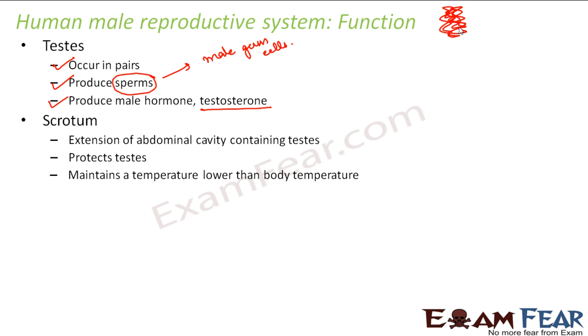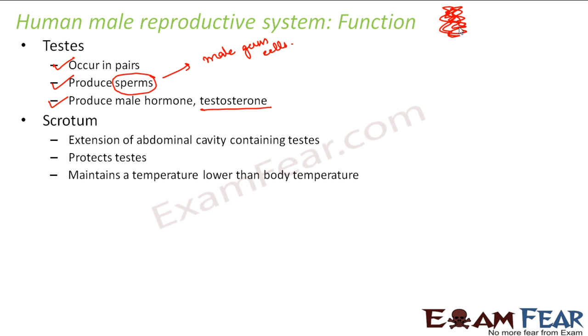That's because inside the testis, sperms are produced. Now, in order for the production of sperms, the temperature needed is lower than the body temperature. If the testis would have been present inside the abdomen, the temperature would be the same as the body temperature. Now, high temperature is not at all suitable for production of sperms. So, production of sperms needs a lower temperature.